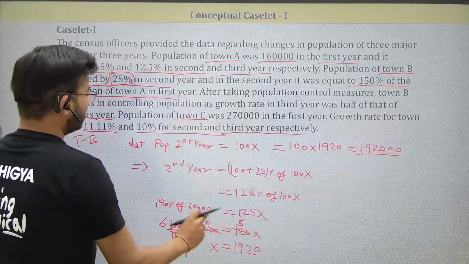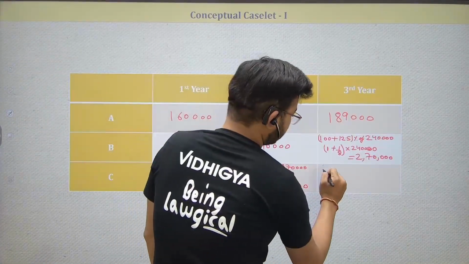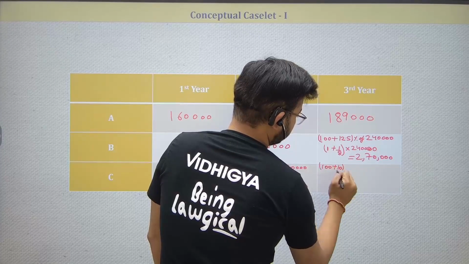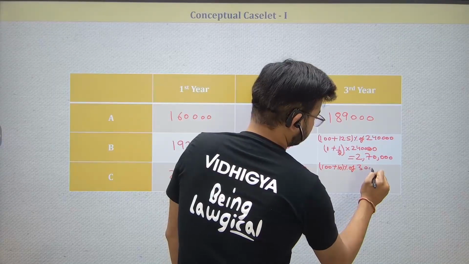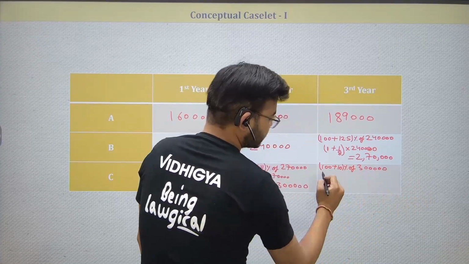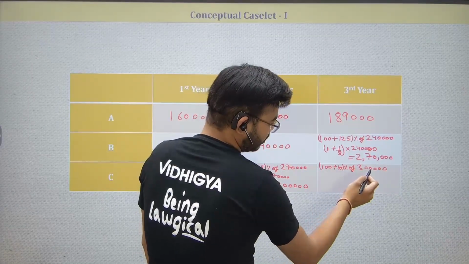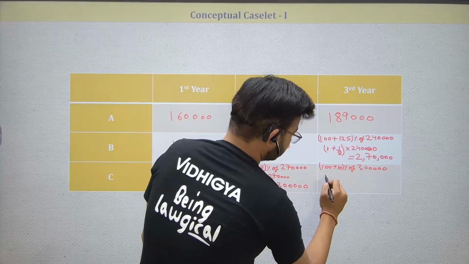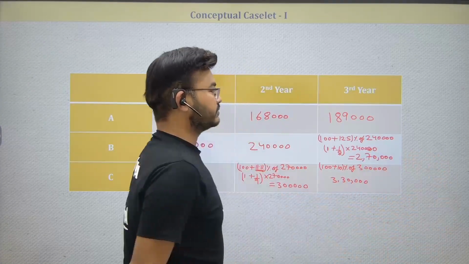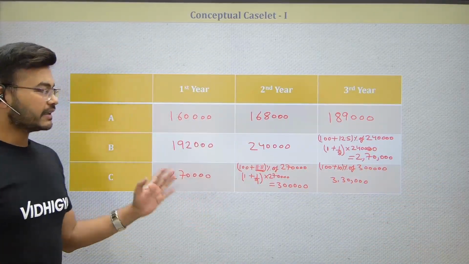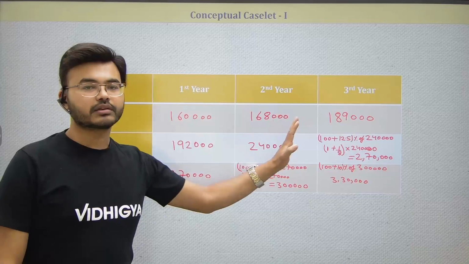Next, for the third year, the growth rate is 10%. So this will be again 100 plus 10% of the population in the second year, that is 3 lakh. So 100% is 3 lakh, and 10% is 30,000. So it will become 3,30,000. So this is the data that we needed to calculate: the population of the three towns in the given 3 years.